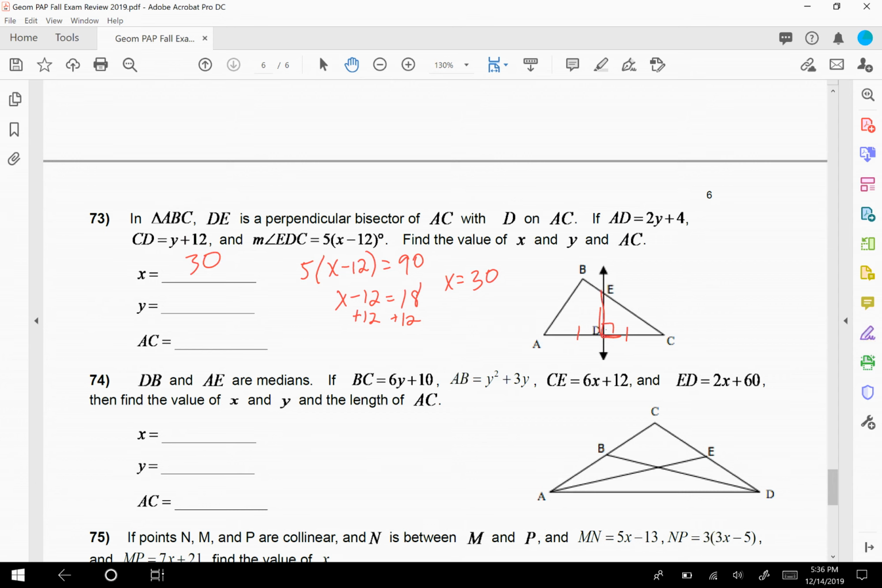Now for y, we know that these two pieces, AD and CD, are equal to each other. So 2y plus 4 is equal to y plus 12. Take away y, and take away 4, so y is equal to 8. Now we need to find AC. Basically, I'm going to find half of the line and then multiply it by 2 because we know it's being bisected. So I'll do 2 times 8 plus 4. So 16 plus 4, that's 20, times 2, and AC will be 40.